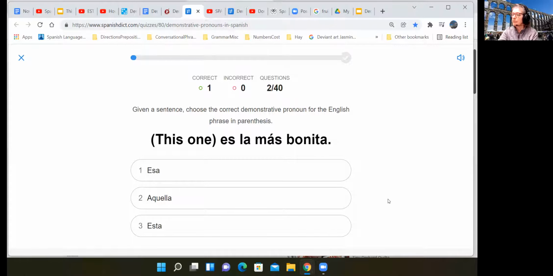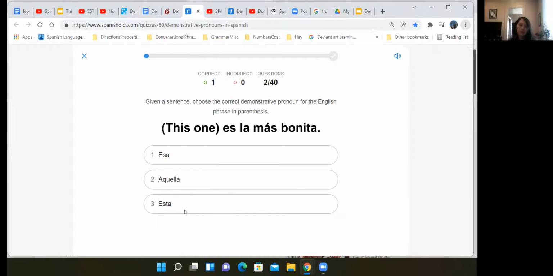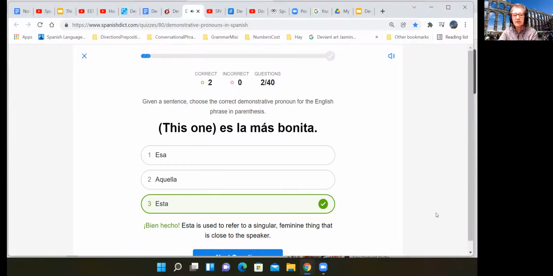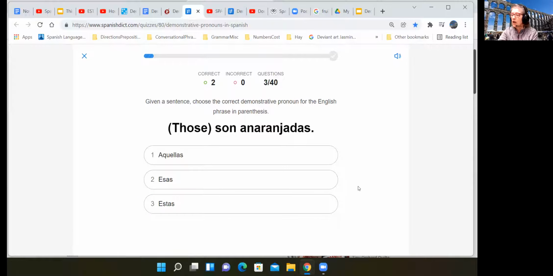This one is la más bonita, is the prettiest. Take that down just a bit. Esta es la más bonita. This is la más bonita. Tells you it's a feminine thing, right? Okay. Those are orange.